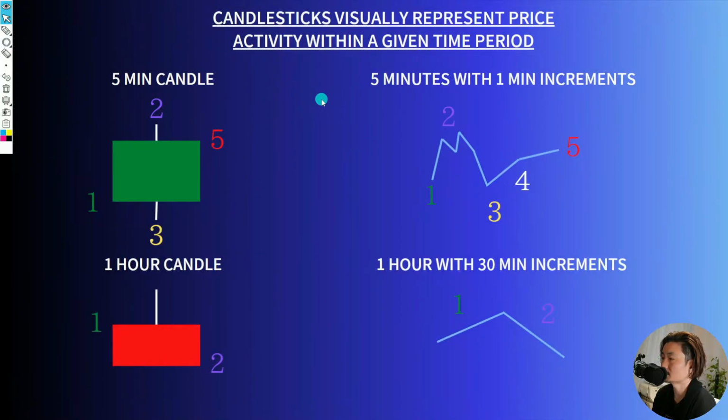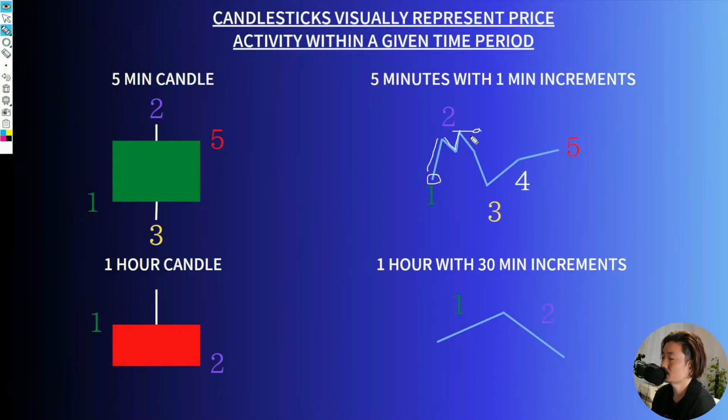Okay, so at the basic level, a candlestick visually represents price activity within a given time period. So right here, we have a 5-minute candle. And what this 5-minute candle represents is what happened with price during those 5 minutes. So let's go ahead and break down 5 minutes with 1-minute increments. On the first minute, price opened at this level right here and reached all the way up to these levels. And then on the second minute, price zigzagged around and came up to these levels, and at this point actually reached the highest price level within 5 minutes, because price never came above this price level.